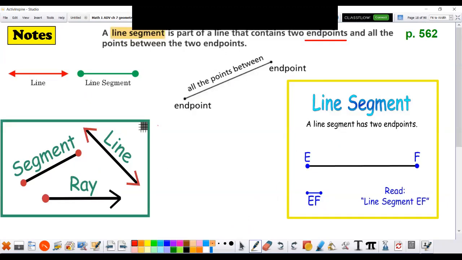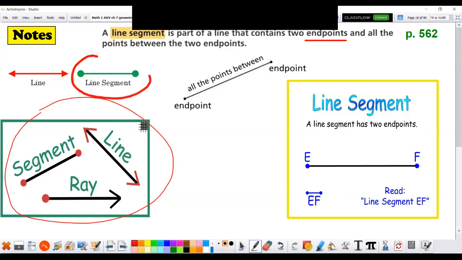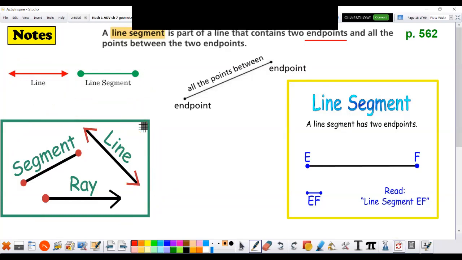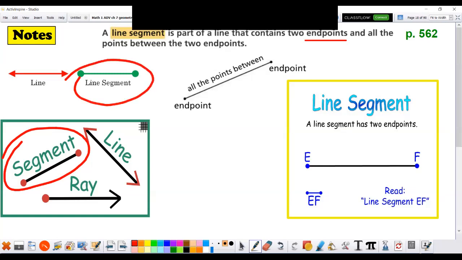Here's some more vocabulary. These look kind of similar here, but they're all just a little different. If you have a dead end line, we call it a line segment. A segment is a piece of a line. If I say a line, we assume it goes forever and ever. But if I just took a piece of it, that's a segment. You can even call it a line segment.